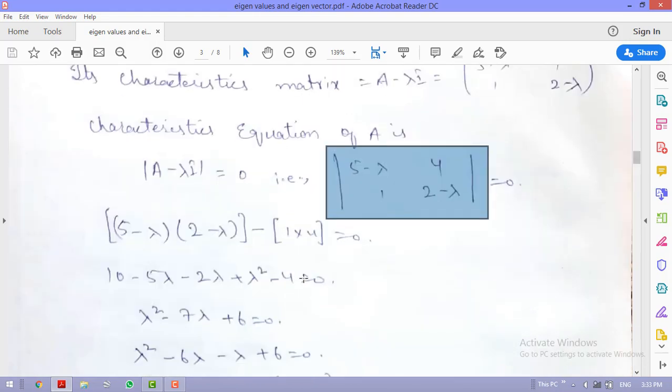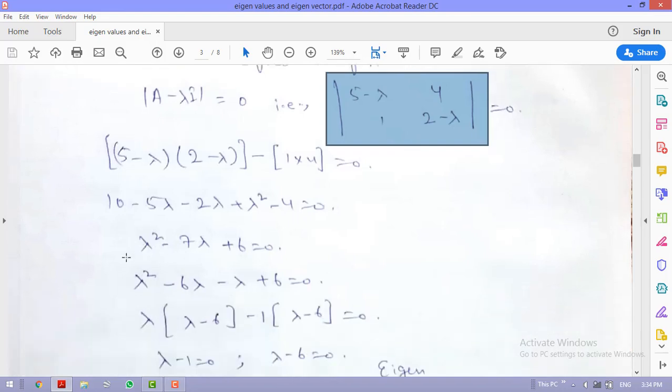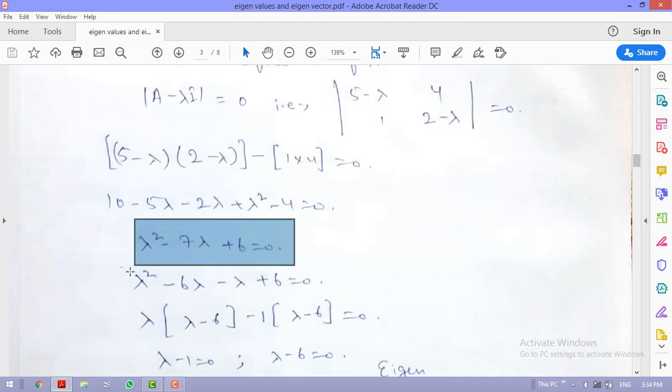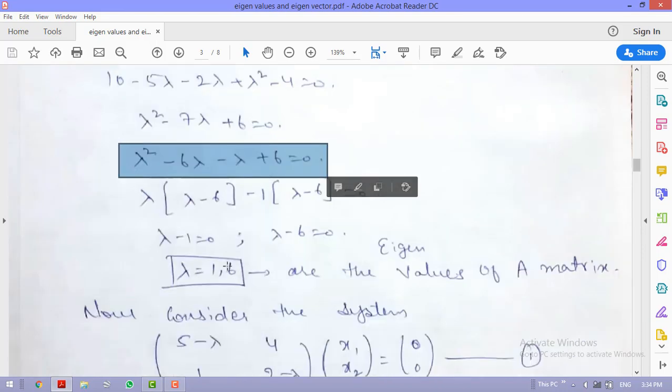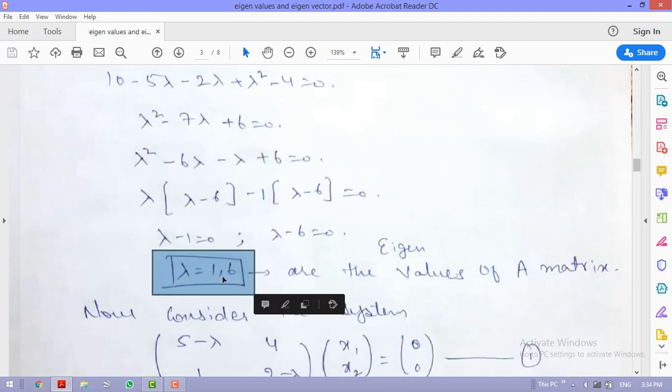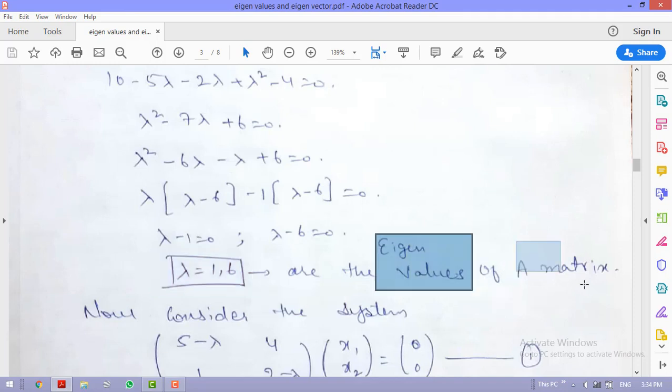I am doing the same as I just did before. I'm just taking the determinant, A into D minus B into C equals 0. So (5 minus lambda)(2 minus lambda) minus 1 into 4 equals 0. So 10 minus 5 lambda minus 2 lambda plus lambda square minus 4, which gives you the final equation lambda square minus 7 lambda plus 6 equal to 0. Once you factorize this, you will get lambda equal to 1, 6. So lambda equal to 1, 6 are nothing but the eigenvalues of matrix A.